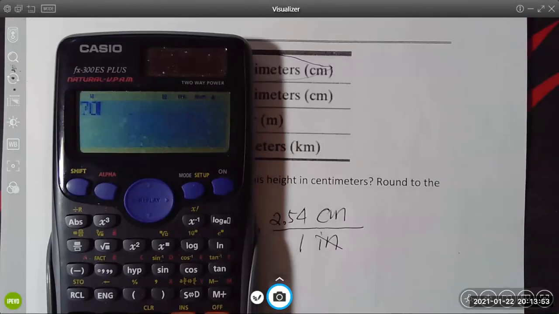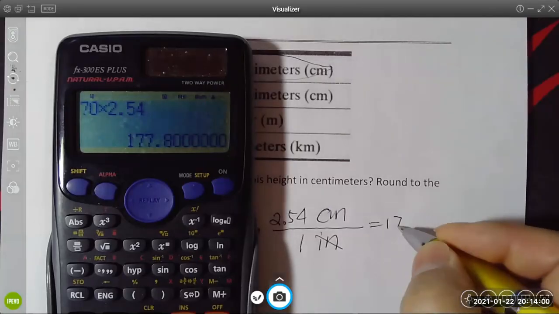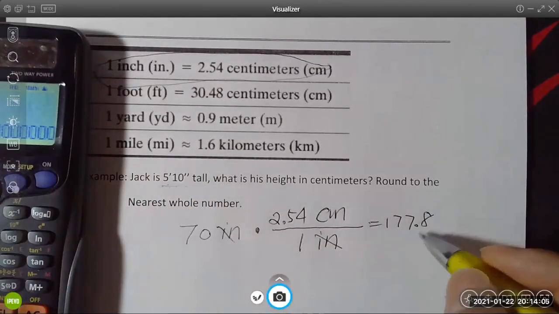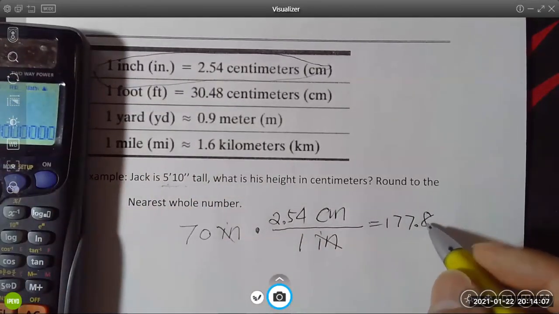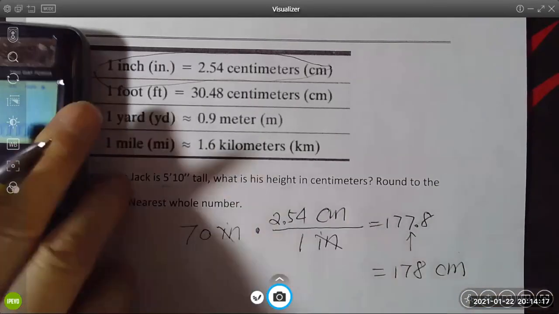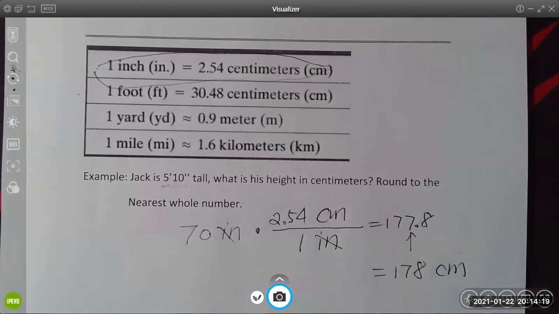70 times 2.54 equals 177.8. Since we need to round to the whole number, we only need to write down the first decimal digit, because we round it to this digit, we just need one more to the right. So round it up because it's bigger than 5, 178 centimeters. So 70 inches is approximately, because we rounded, 178 centimeters.